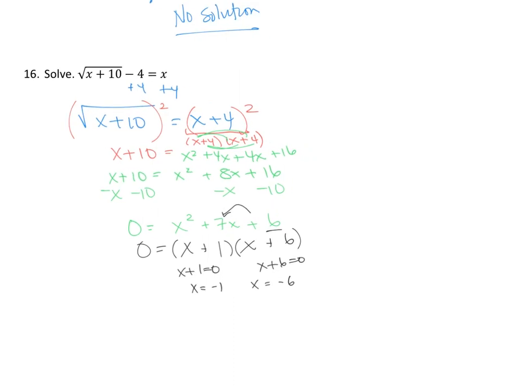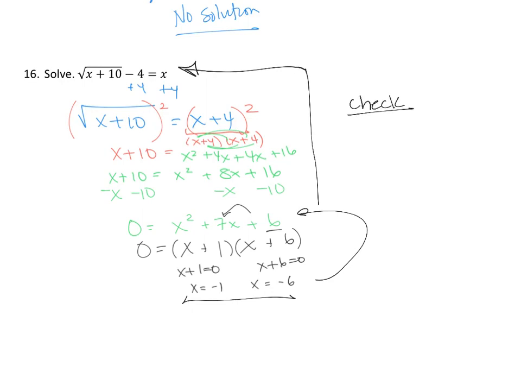Now, these are the solutions to my quadratic, but because I started with a radical, which will sometimes have some restrictions, remember the domain and range of that was a little bit different, I'm going to check that my answers are okay. So to check, I'm going to plug negative 1 in first. So the square root of negative 1 plus 10, minus 4, is supposed to equal negative 1. Well, this part right here is going to be 9, so we have the square root of 9 minus 4. That's 3 minus 4, which does equal negative 1. Awesome, that works.